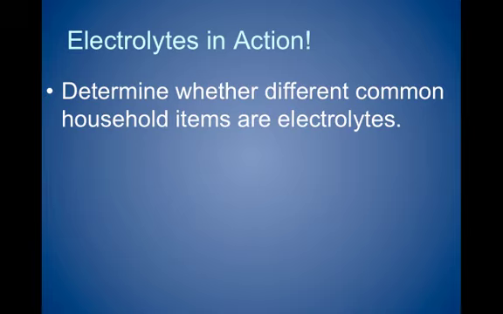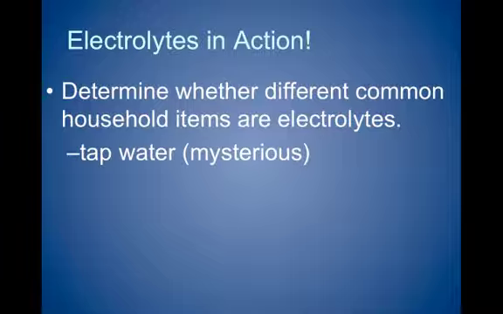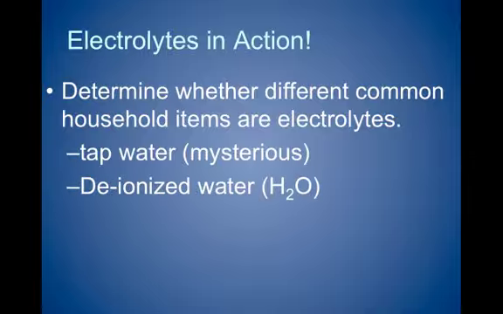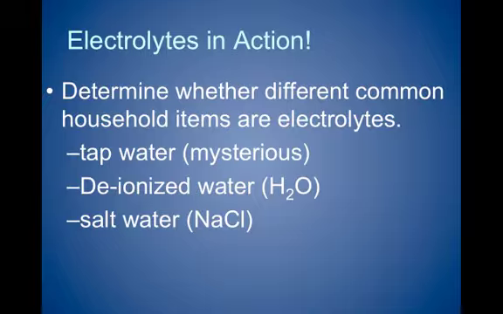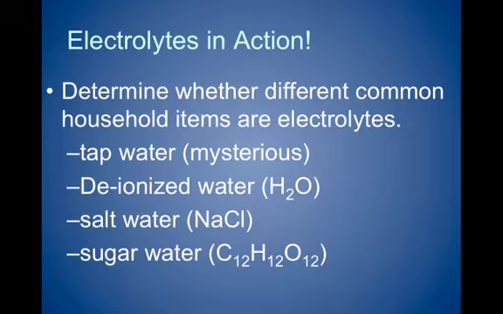So, determine whether some different common household items are electrolytes. Here's a little practice for you. Tap water, deionized water, H2O, salt water, NaCl, or sugar water. So think about each of those. Try to determine which of those would be considered an electrolyte. I'm actually not going to reveal the answers within this lecture. We're going to be going over these in class in demonstration. But what you want to look at is, are these ionic or not?